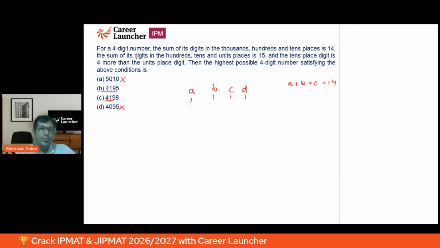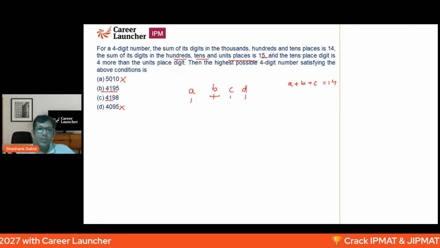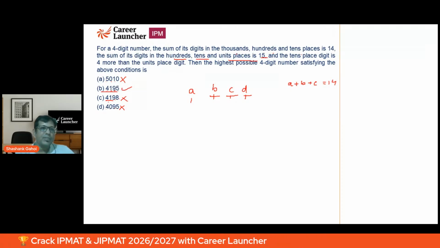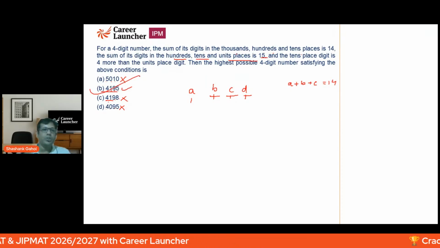And its sum of hundreds, tens, and unit place is 15. This plus this is 15. Okay. So 1 plus 9 plus 5 is 15. Okay. 1 plus 9 plus 8 is not 15, rejected. So my answer of this question is going to be option B.